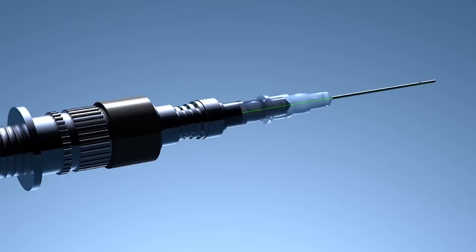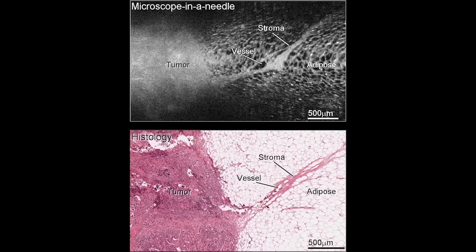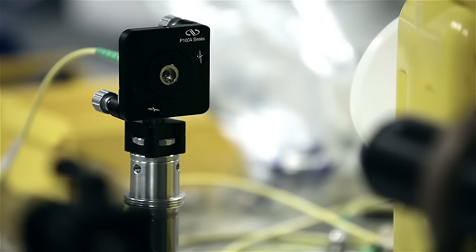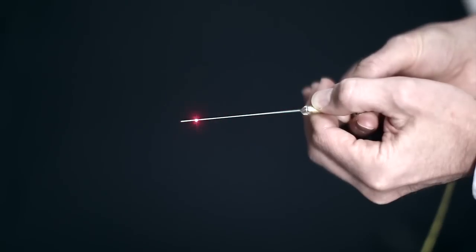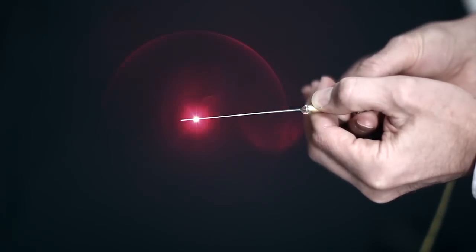What is special about our device is not only how well it delineates between healthy and cancerous tissue, but how small it is. We've miniaturized it so small that we can fit it inside a needle, a microscope in a needle. The microscope in a needle is a platform technology which can address multiple market needs.